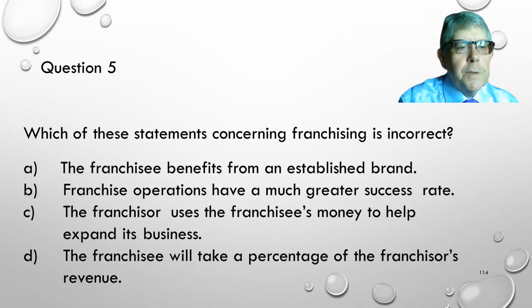Question 5. Which of these statements concerning franchising is incorrect? A, the franchisee benefits from an established brand. B, franchise operations have a much greater success rate. C, the franchisor uses the franchisee's money to help expand its business. And D, the franchisee will take a percentage of the franchisor's revenue.